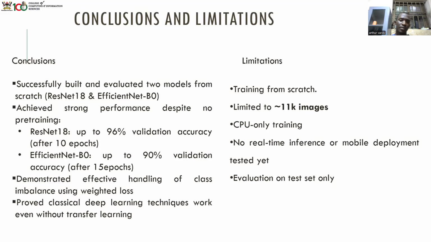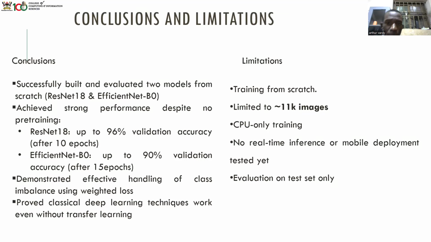Then the models achieved good performance despite no pre-training. ResNet, the best that I got was 96% after 10 epochs. Then for EfficientNet B0, the highest validation accuracy was 90%, and that came after 15 epochs. Then we also demonstrated effective handling of class imbalance using the class weighted loss. We proved the core deep learning techniques work even without transfer learning. That's why we used it from scratch.